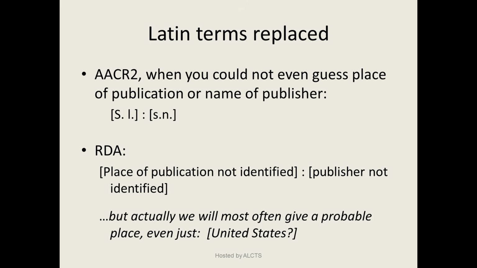Now let's talk about the publication information. Here too we see some Latin terms replaced. In ACR2, when we could not even guess the place of publication or the name of the publisher, we used some Latin abbreviations, SL for sine local and SN for sine nomine. Without place, without name. These were intended, I think, to transcend language. I'm not sure that they're really very understandable to our patrons.